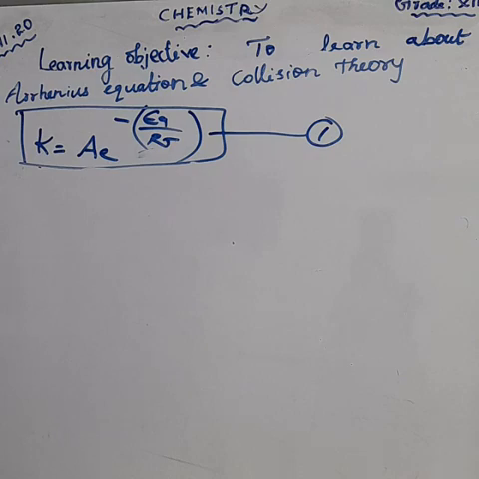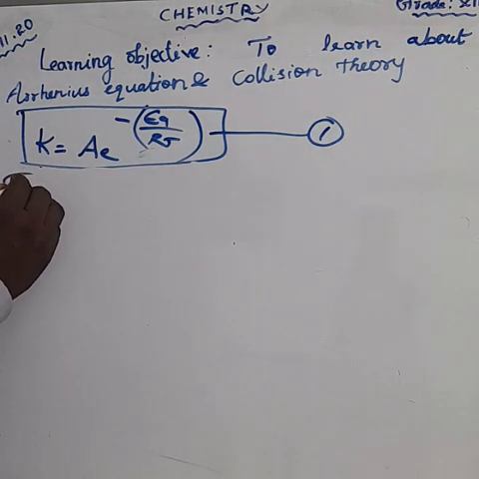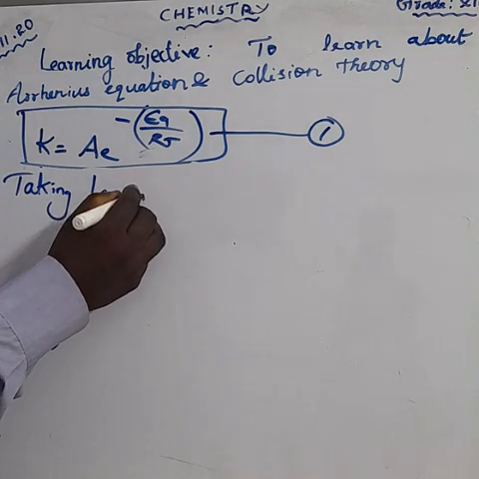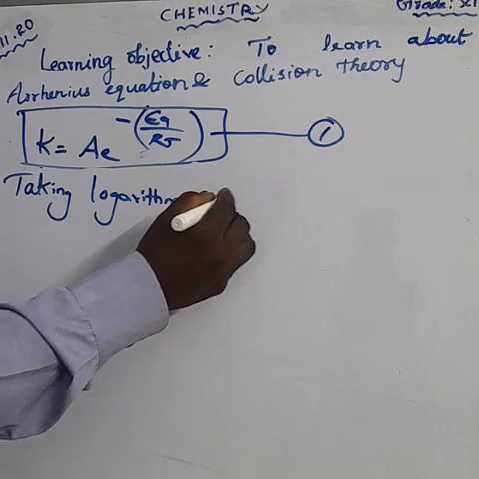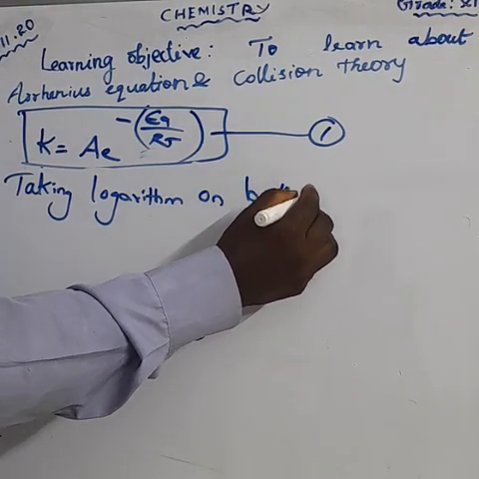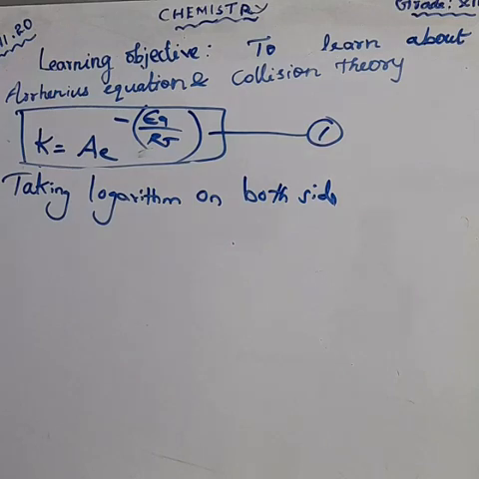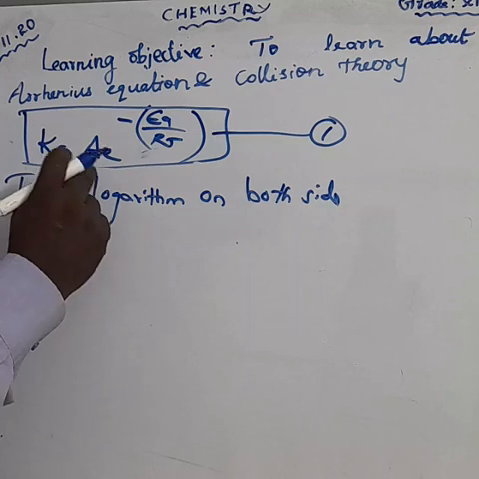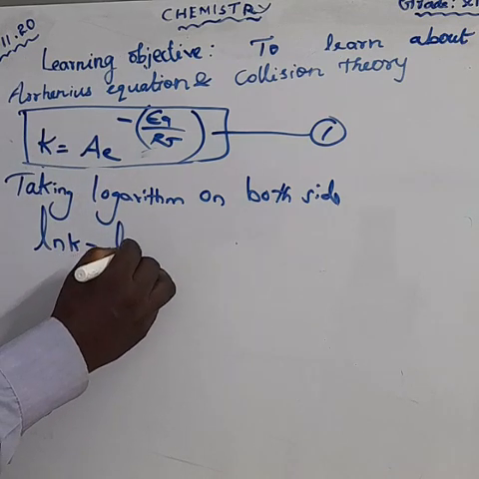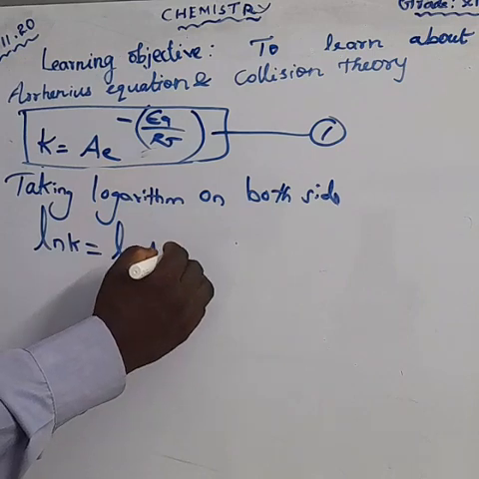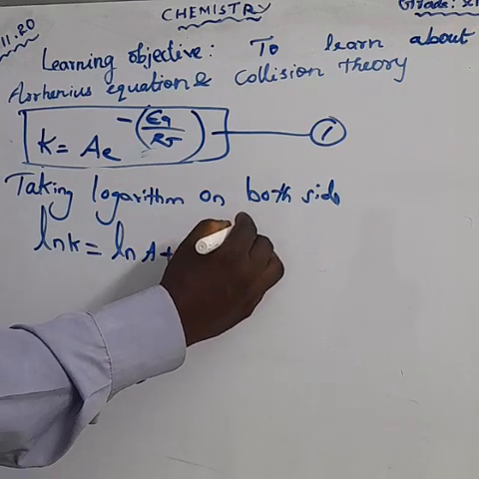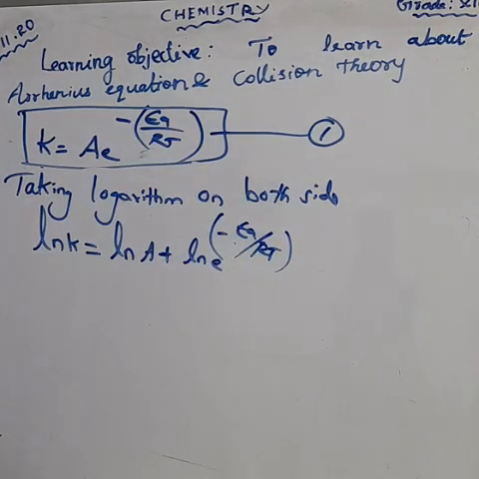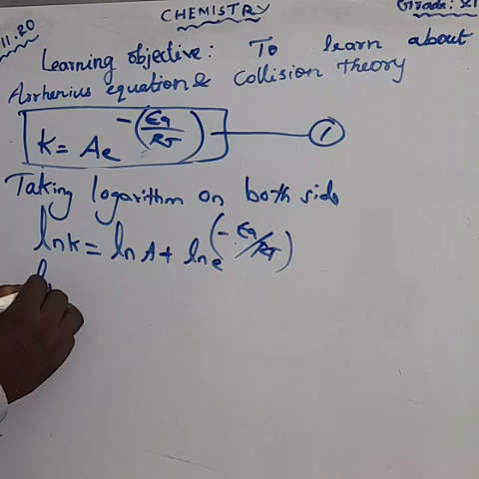That is taking logarithm on both sides. On both sides we are taking logarithm. ln K is equal to ln A plus ln e power -Ea by RT. You have to take what? Logarithm. We can write it as ln K.